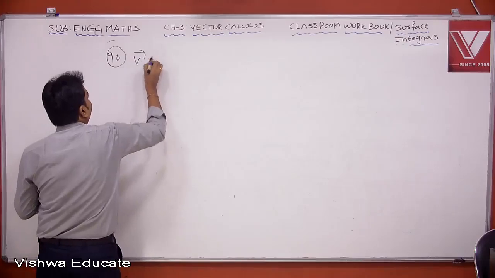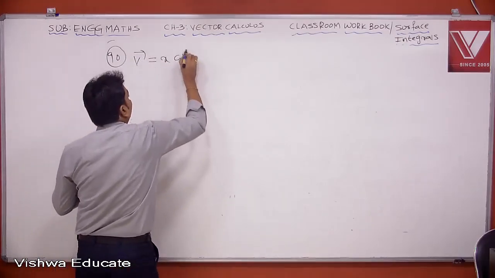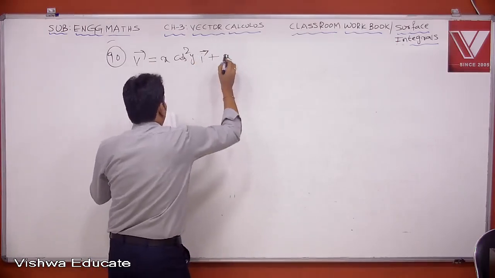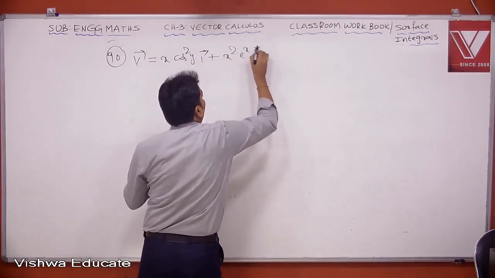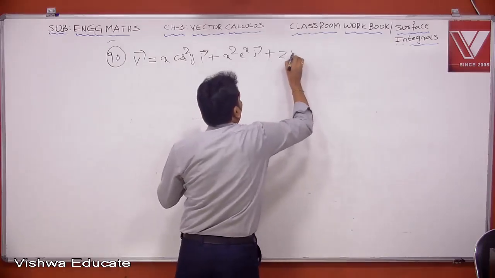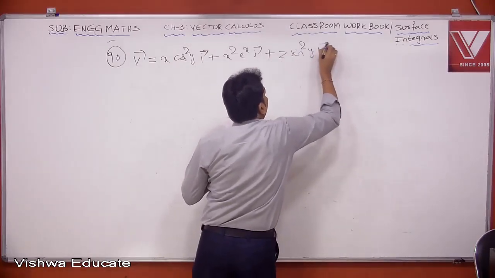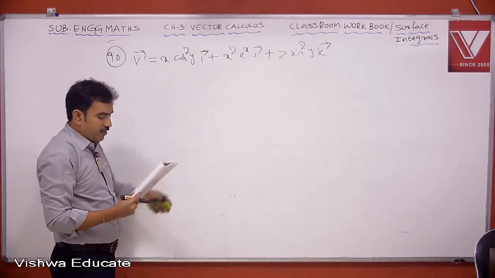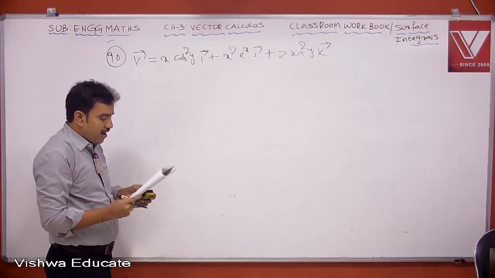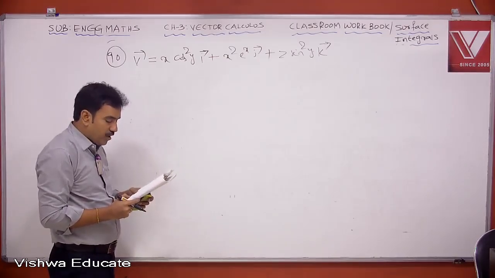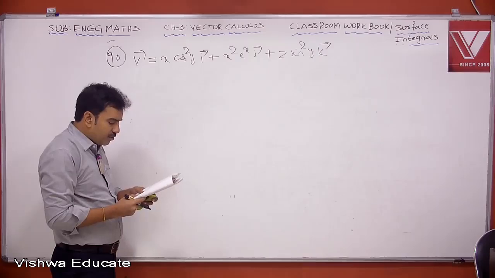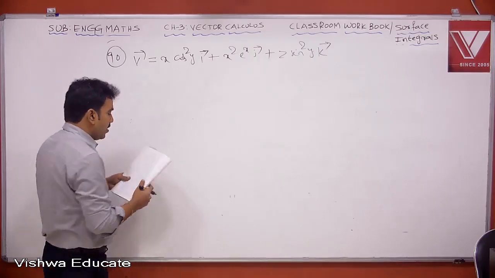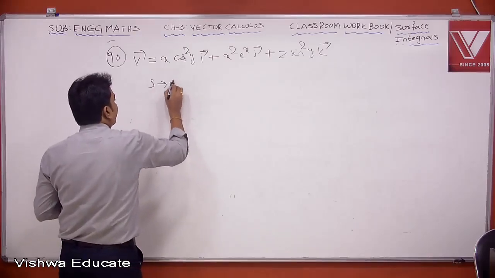Here vector v bar is given like this: x cos square y i bar plus x square e power x j bar plus z sin square y k bar. This is my vector v bar. And S is the surface of a unit cube with one corner at the origin and the edges parallel to the coordinate axes. That means here S is nothing but a unit cube.